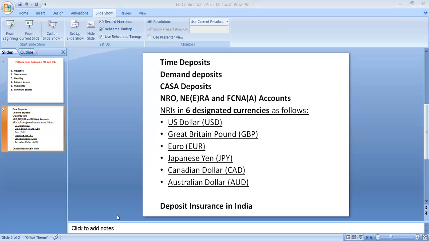Well, now I'll speak about time deposits. When money is deposited with a fixed tenure, it cannot be withdrawn before its maturity fixed at a particular time. If your tenure is 1 year, you cannot withdraw the money within that 1 year. Such deposits are called time deposits or term deposits. The most common example of time deposit is the fixed deposit.